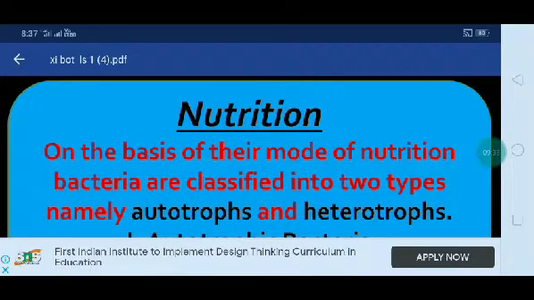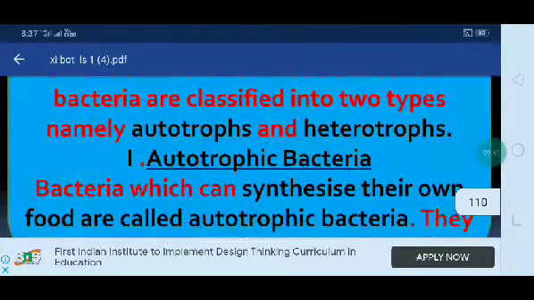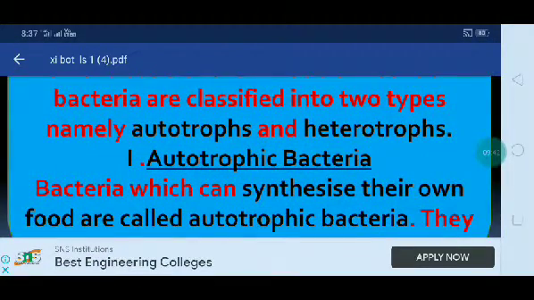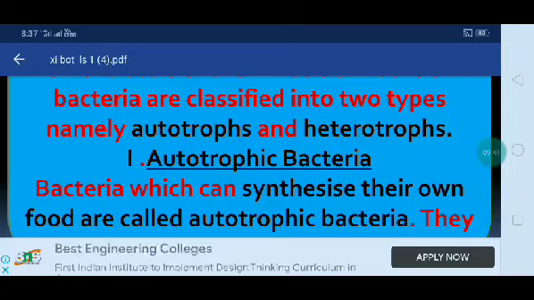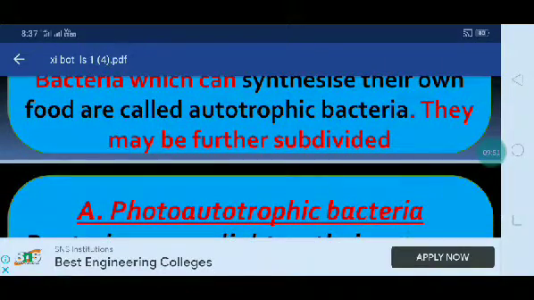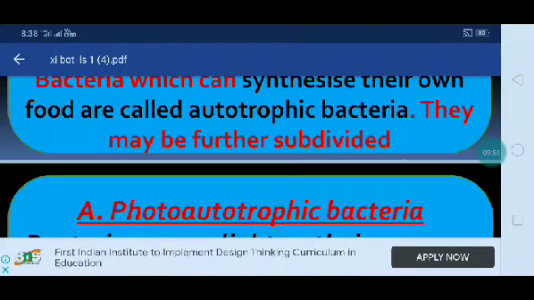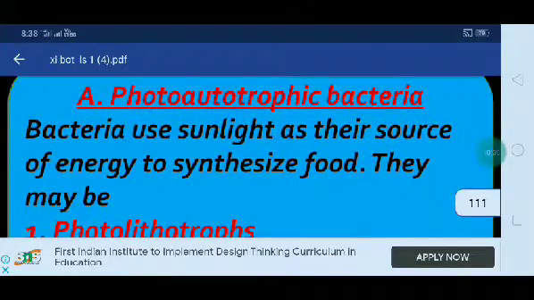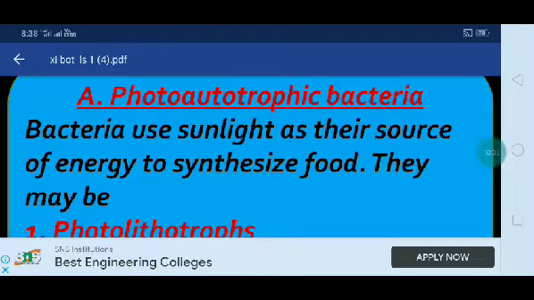First, autotrophs and heterotrophs. What do you mean by autotrophs? Bacteria which can synthesize their own food material are called autotrophic bacteria. They may be further subdivided into photoautotrophic bacteria. Photo means light: with the help of light, these bacteria prepare their own food material, using sunlight as their source of energy to synthesize food.